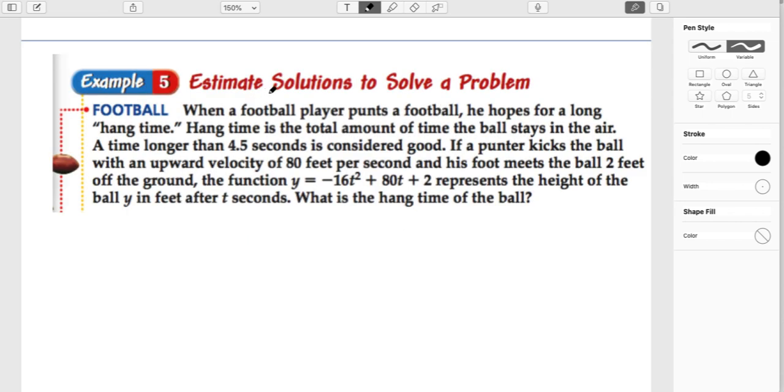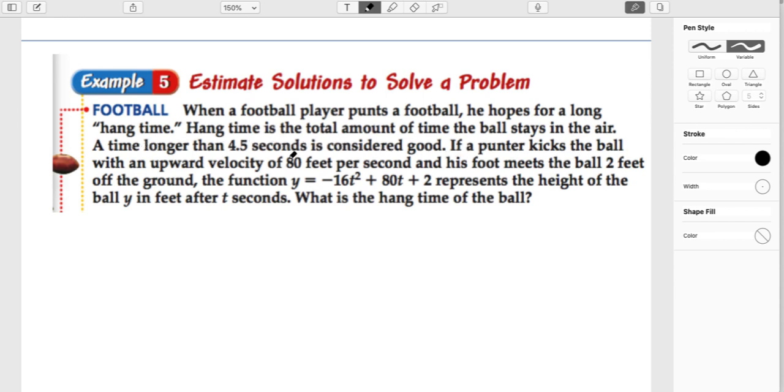Our final example, example 5, is going to talk about estimating solutions to a problem. So when a football player punts a football, he hopes for a long hang time. Hang time is the total amount of time the ball stays in the air. A time longer than 4.5 seconds is considered good.